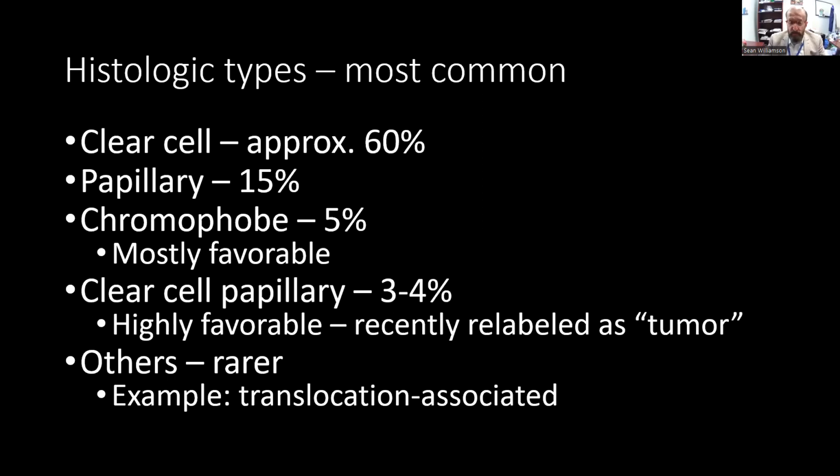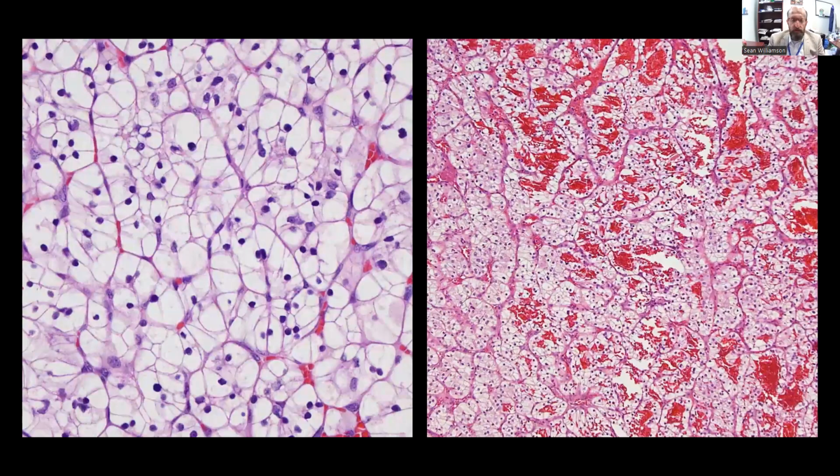In young patients or children, translocation-associated tends to have a higher incidence or be more common, but it also does occur in adults in the normal age range for renal cancer as well. So clear cell renal cell carcinoma is probably the one that most people are familiar with. And it's named that because when you look at the cells under the microscope, like you can see here on the left, they usually look clear.